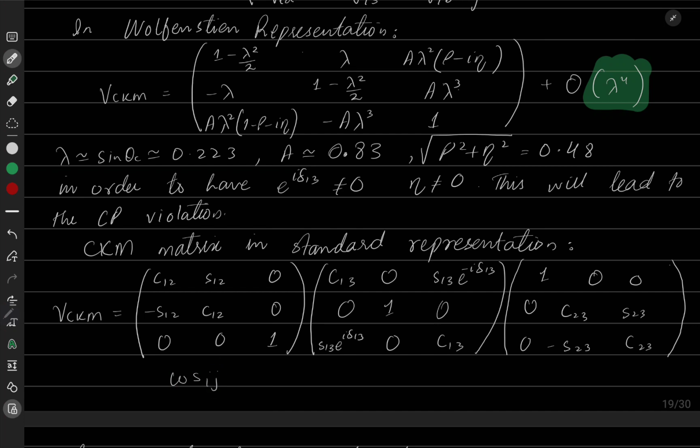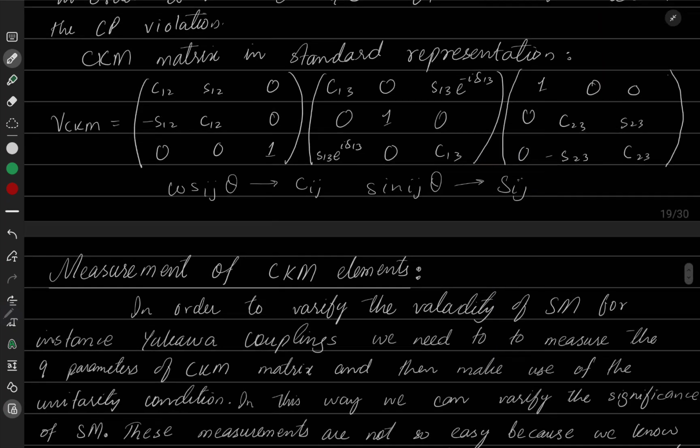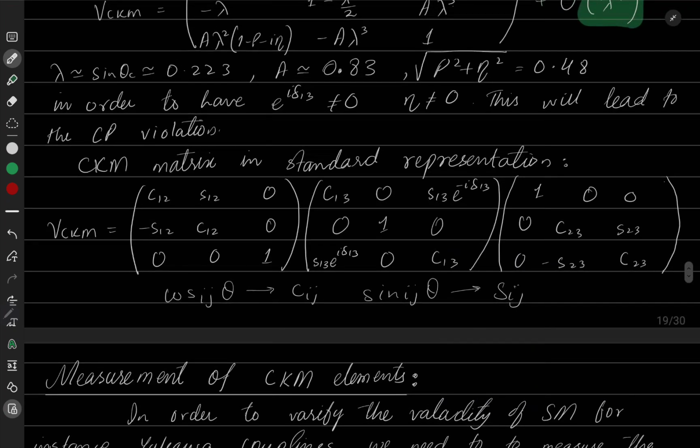Cosine of theta_ij is actually C_ij, and sine of theta_ij is actually S_ij. So in general, if we multiply all these three matrices together, we get a combined matrix, which is also valid.